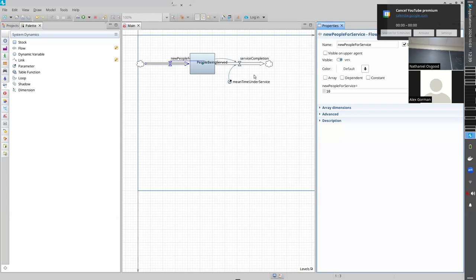The flow has dimension, what? People per time. I would accept it if you said people per day, but per day technically is the unit. Time is the dimension. Okay. So that means 10 people per day. So if I ran this now, what would I see? And how would it be different from what I just did?